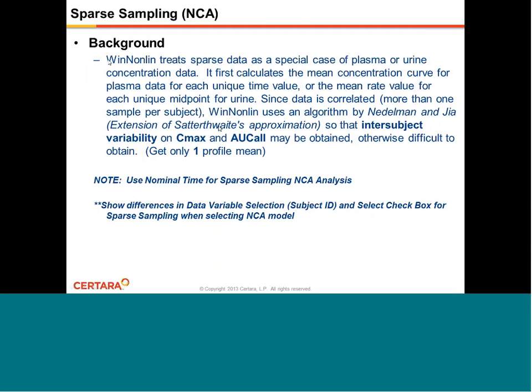Okay, so in this example, WinNonlin is able to do the non-compartmental analysis on sparse data. What it does, so for example, if each animal only provided one sample or a couple of samples, not enough for a rich PK profile, you can pool the subjects, and the sparse NCA method will calculate the mean concentration curve for each unique time value. And then it uses an algorithm by Nedelman and Jia so that the inter-subject variability on Cmax and AUC last can be obtained.